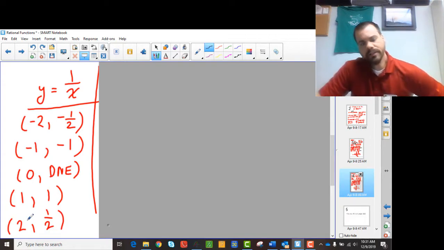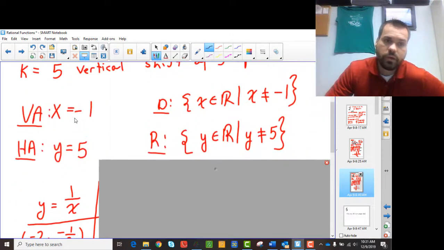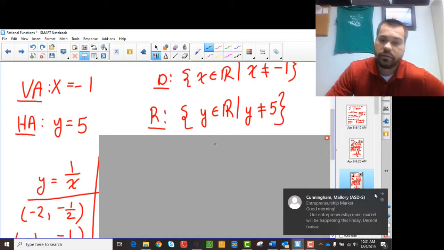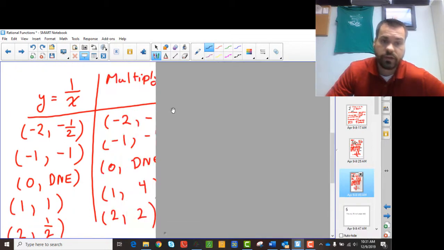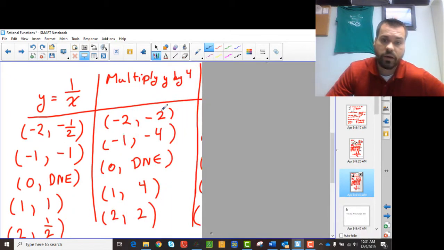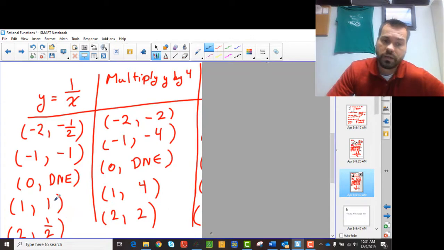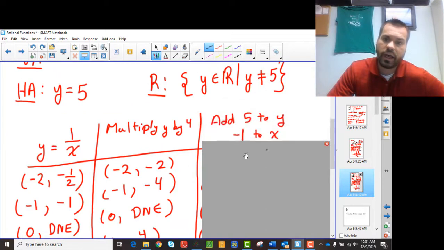And really, excuse me, it doesn't matter what numbers you use, but you're going to multiply the y values by a. And if we go back up here for a second, a is 4. And we're going to divide by b, but b is 1. So the x values are going to stay the same, and we're going to multiply all the y values by 4. So -1/2 times 4 is -2, -1 times 4 is -4, 1 times 4 is 4, and 1/2 times 4 is 2. And then we're going to add h, and we're going to add k.